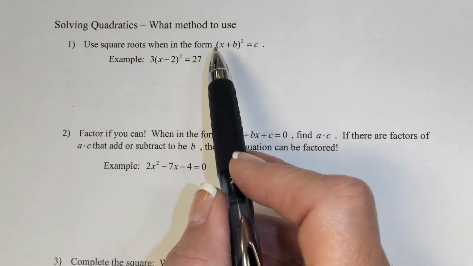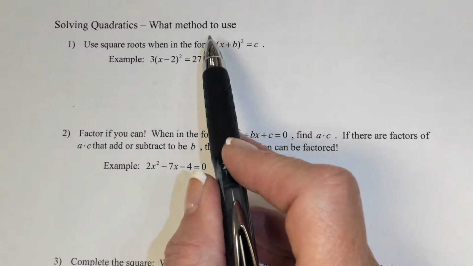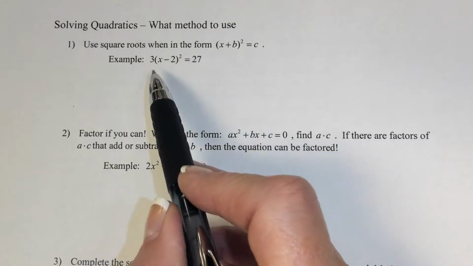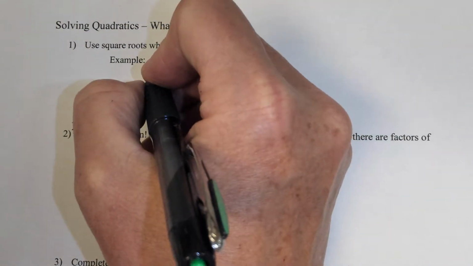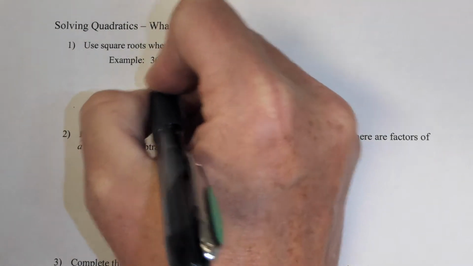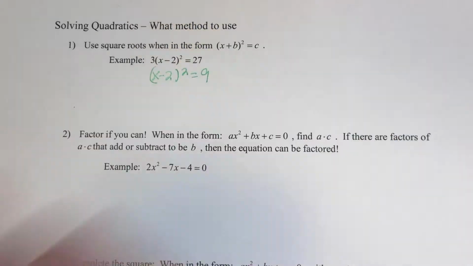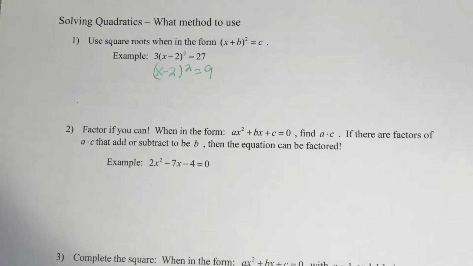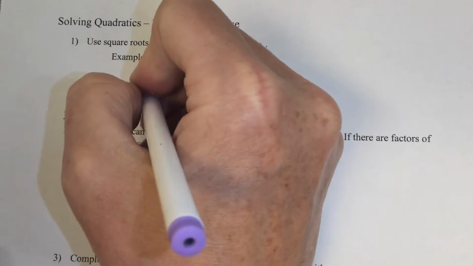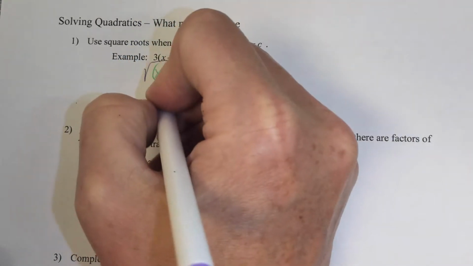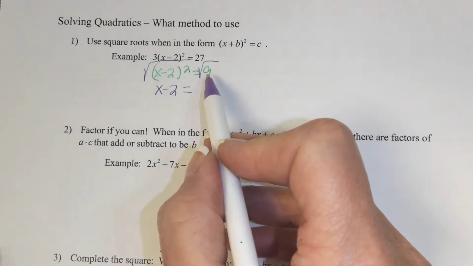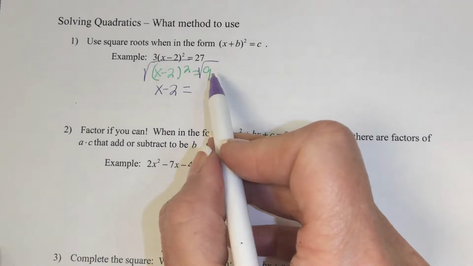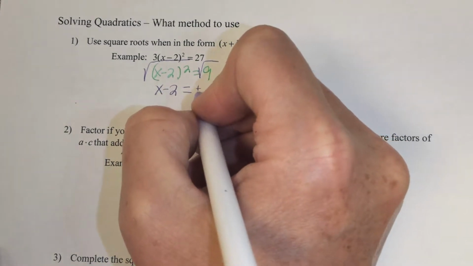But the way to do that best is to first of all not have any coefficient in front of this. So what will we do here in this example? Divide by 3, so we're going to have (x minus 2) quantity squared equals 9. Now we're going to go ahead and take the square root of both sides, and we'd have x minus 2 equals, what do we have to put any time we are taking the square root with an equation? Plus or minus 3.